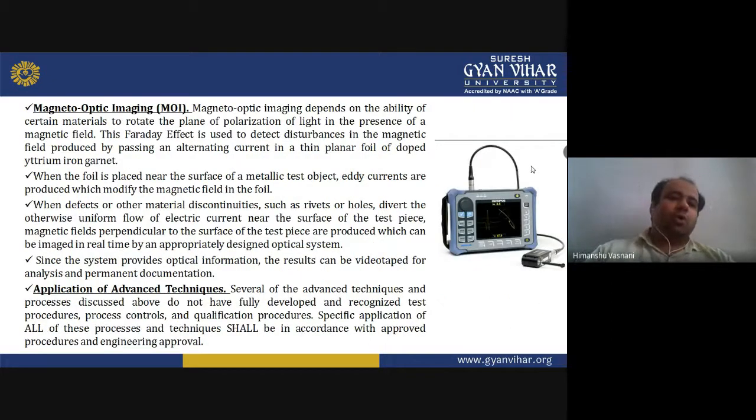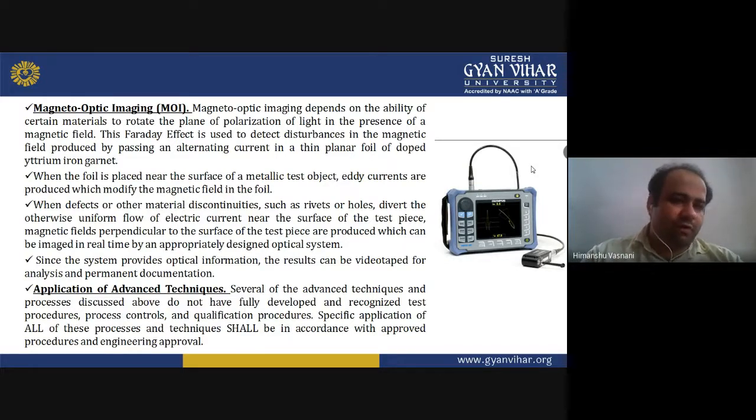Now, magneto-optic imaging, short form MOI. Magneto-optic imaging depends on the ability of certain materials to rotate the plane of polarization of light in the presence of a magnetic field. This Faraday effect is used to detect disturbances in the magnetic field produced by passing an alternating current in a thin planar foil of doped yttrium iron garnet.